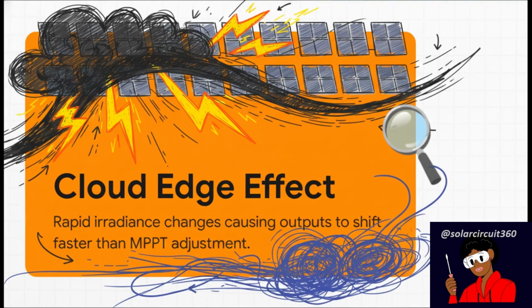So what exactly is happening under the hood here? Well, it's called the cloud edge effect. It's a transient condition where rapid changes in irradiance cause your electrical outputs to change way faster than the controller can adjust. And I really want to emphasize that word, transient. It's an active, fast-moving wave of electrical energy sweeping across your entire system. It is absolutely not just a shadow passing by.